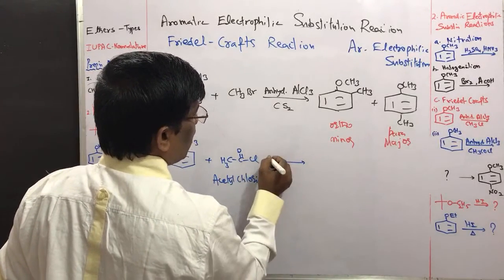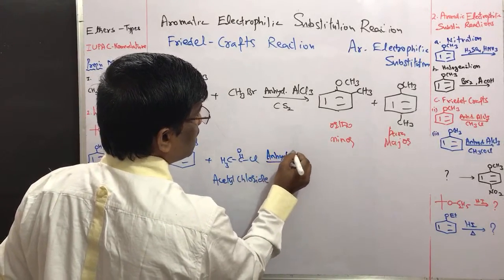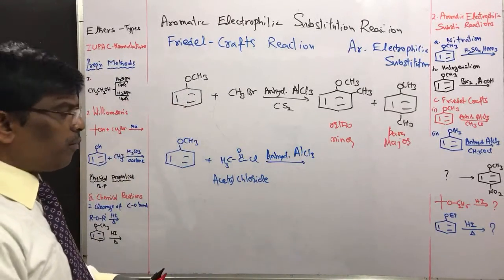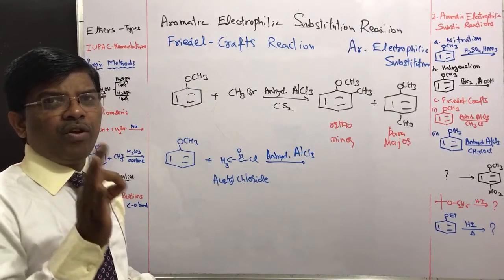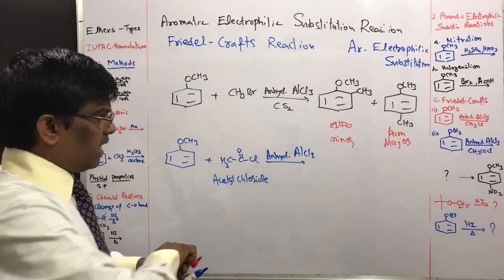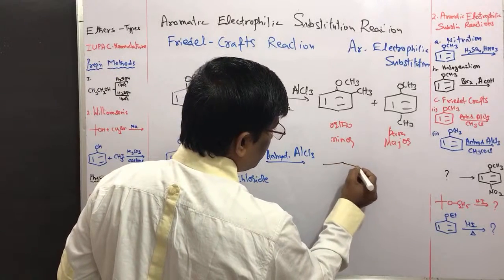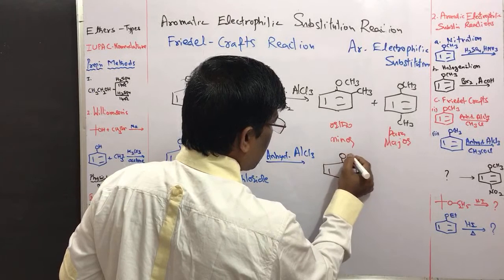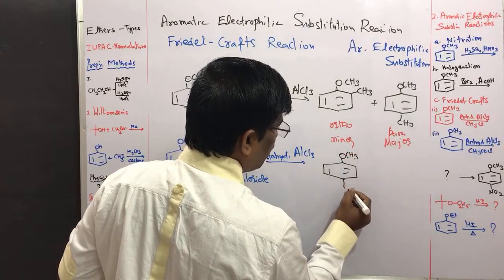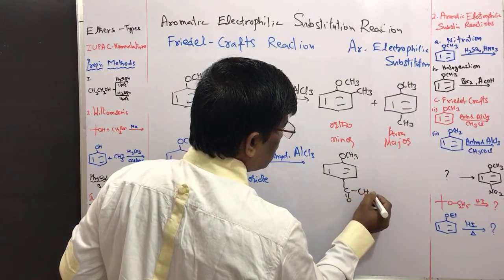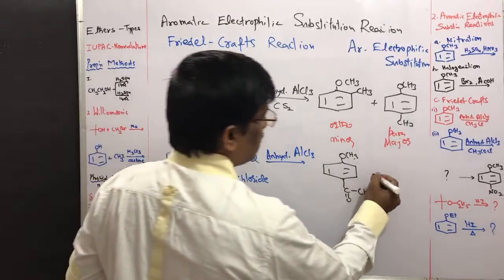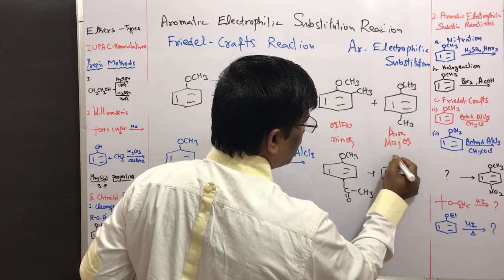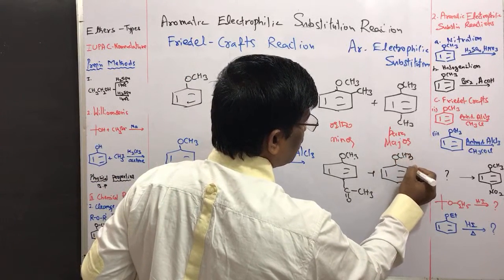in presence of anhydrous aluminum chloride. What is the compound I am going to get? Acetophenone. Yes, students, so acetophenones we are going to get. This acetophenone is para-methoxy acetophenone and ortho-methoxy acetophenone. And what is the ratio?